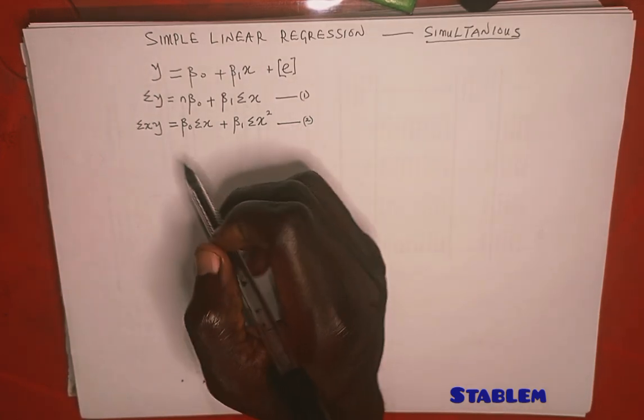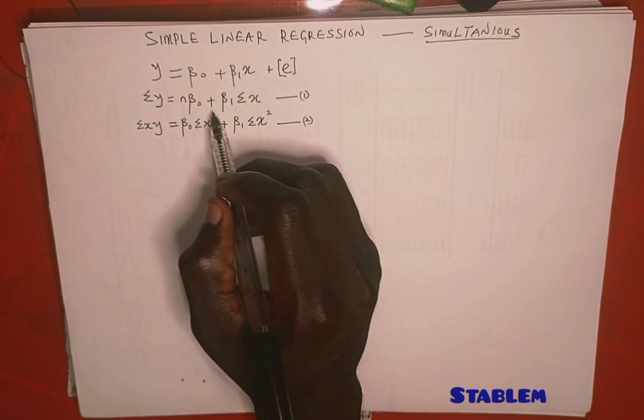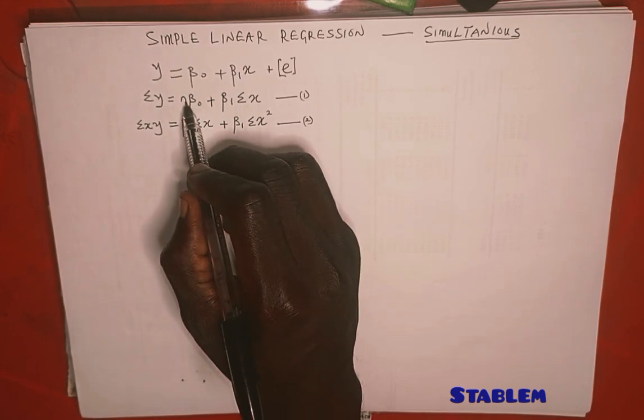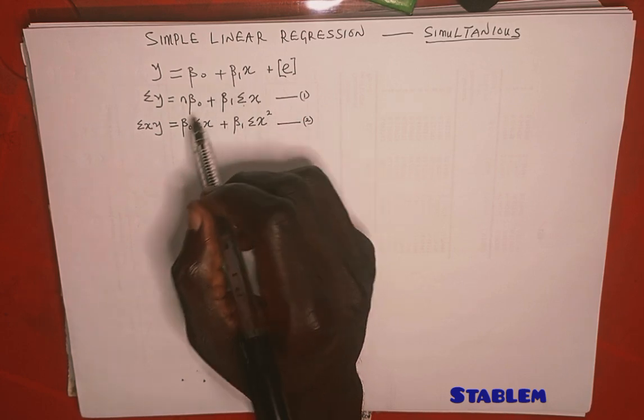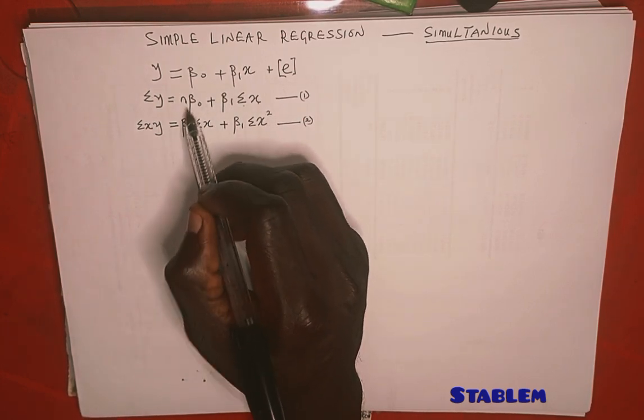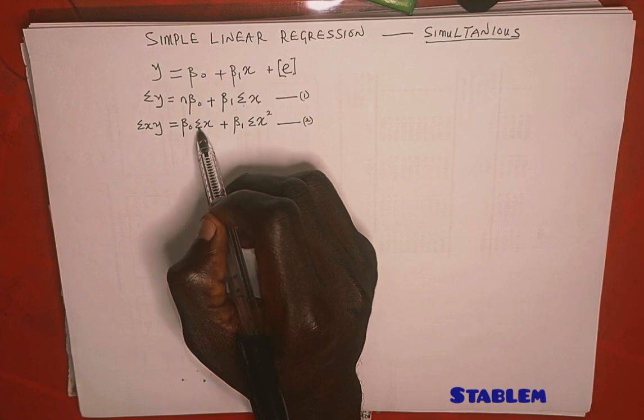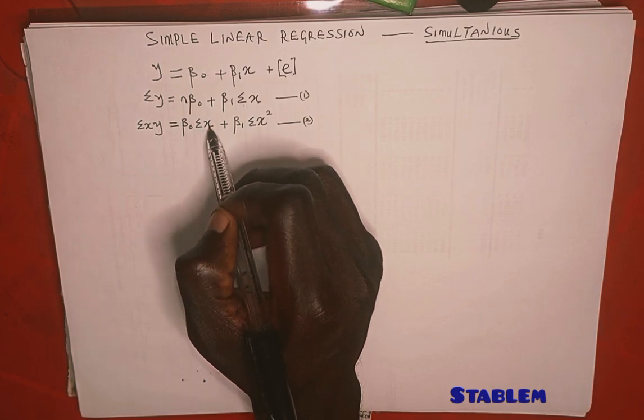Alright, same way, we have the coefficient of the parameters here, we have n summation x for the row, and it's still the same thing for the column, for the first column, n summation x.